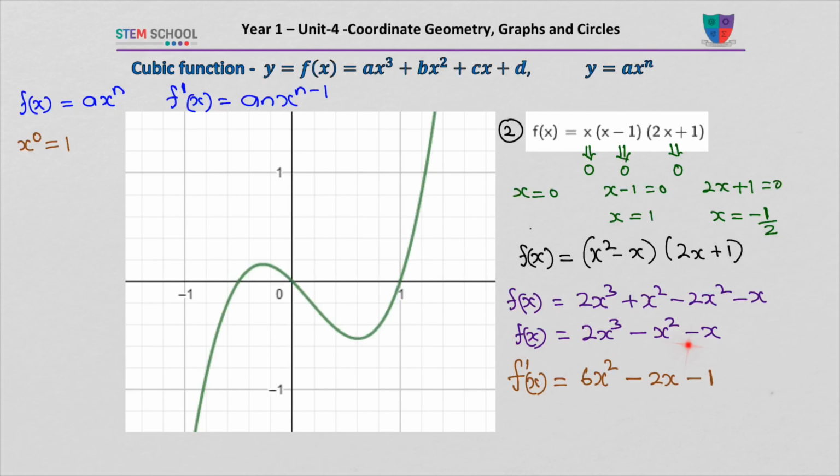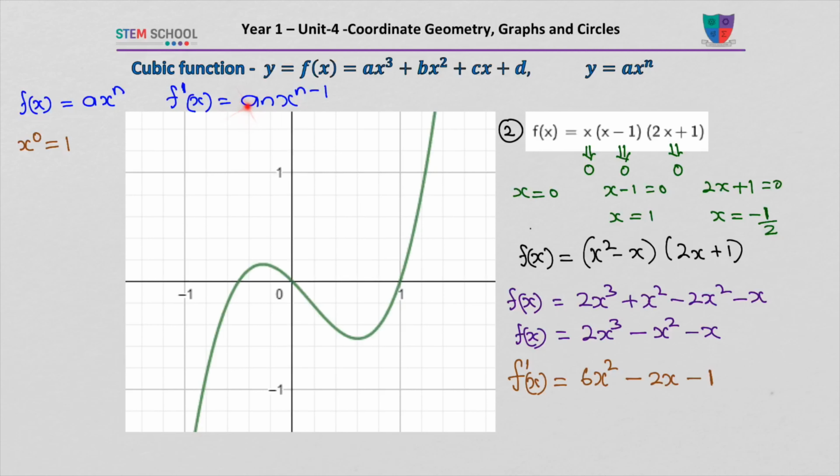So now when I've differentiated that, I got this. How does that happen? Well, you can see I did 3 times 2 is 6. 3 minus 1 is 2. So that's 3 minus 1, that's 2.